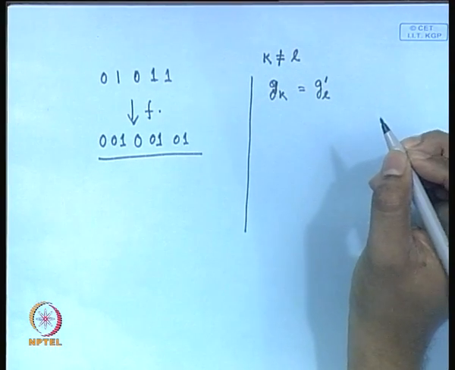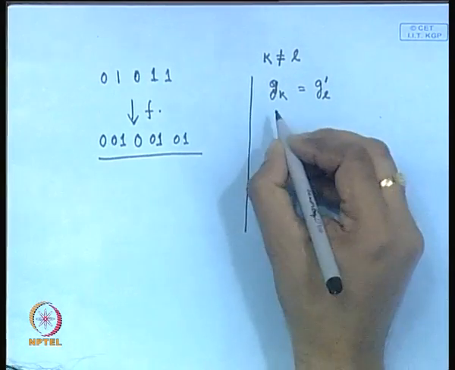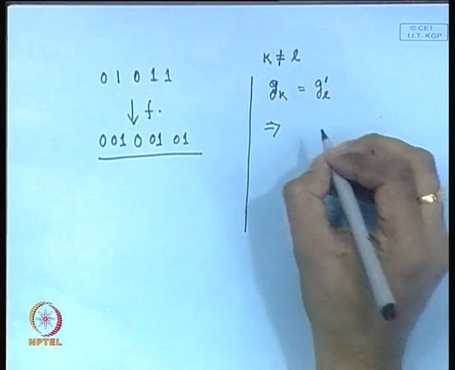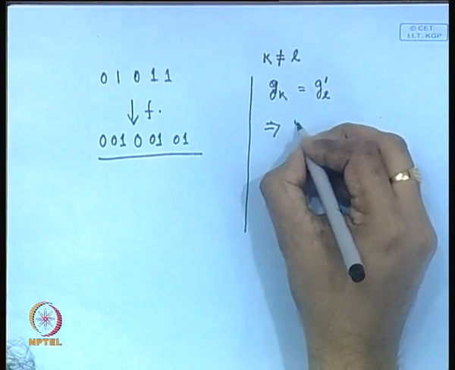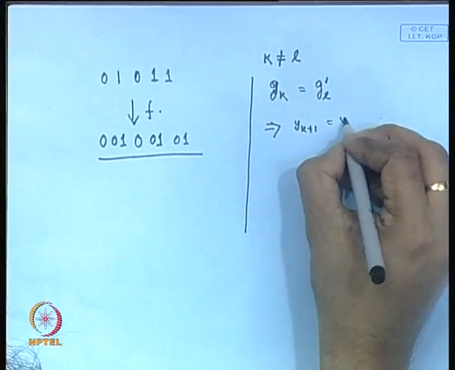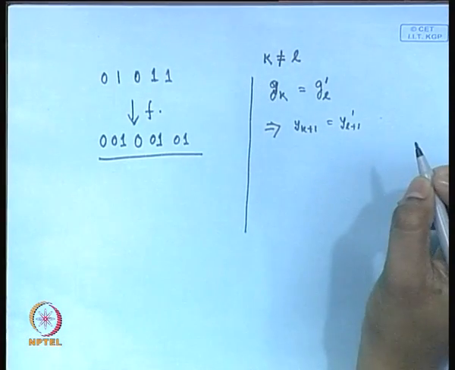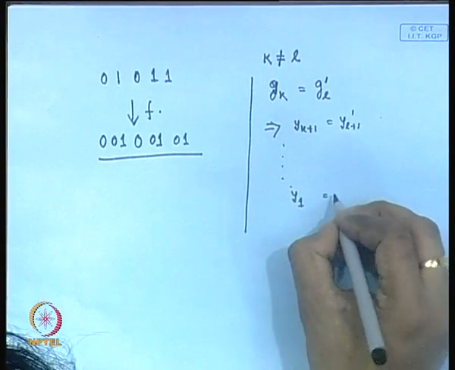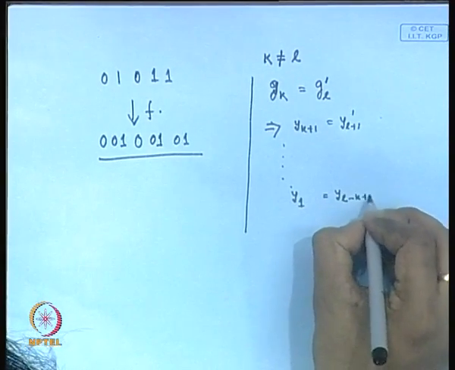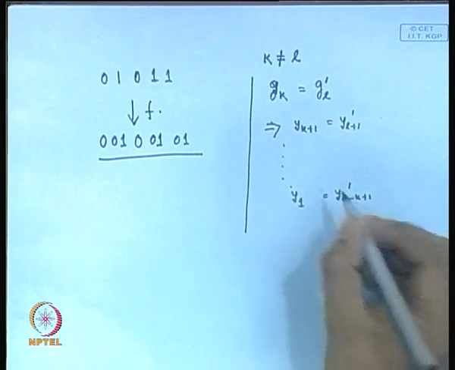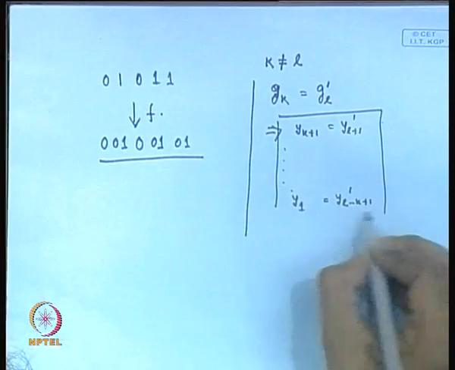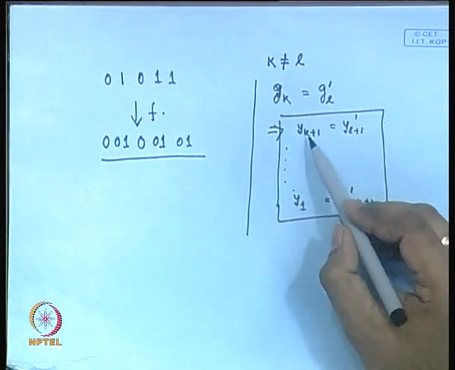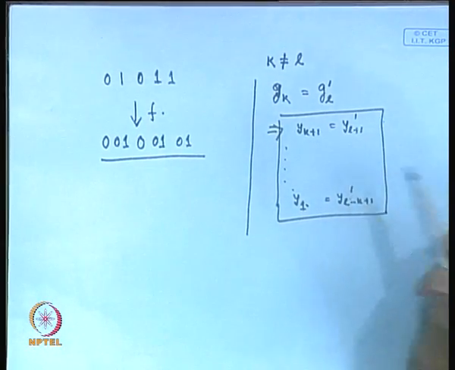If gk and gl dash are the same, because you are assuming that the hash function collides for two x values, x and x dash, then gk equal to gl dash means what? It means that correspondingly yk plus 1 will be equal to y of l plus 1 dash. Similarly you can continue, and finally you will have y1 equal to y of l minus k plus 1 dash. Now this means that you are violating the postfix assumption, because here you have one string which is the postfix of the other string.